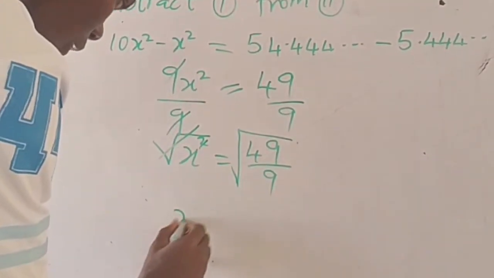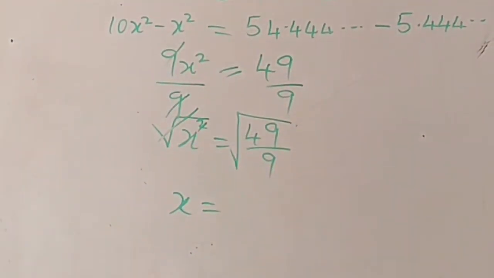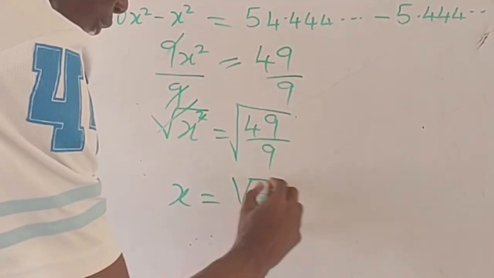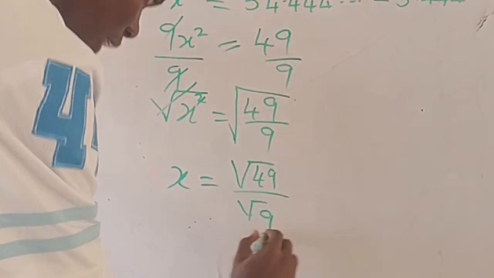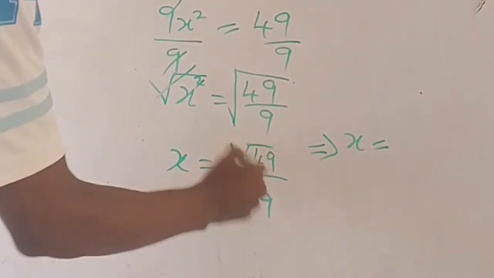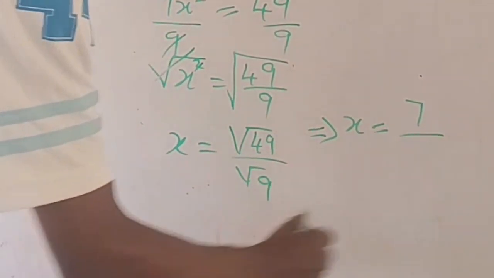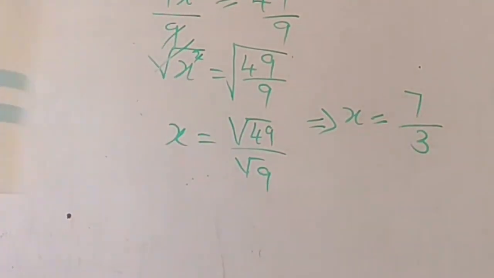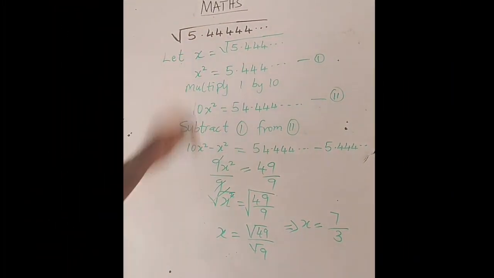So here we have x is equal to, now the square root of a fraction, we can split it into the square root of 49 over the square root of 9. So finally, x will be equal to the square root of 49, that is 7, over the square root of 9, which is 3. So that is the answer for the square root of this given value.